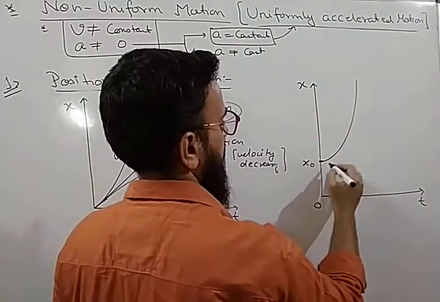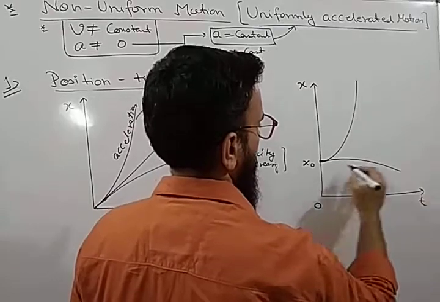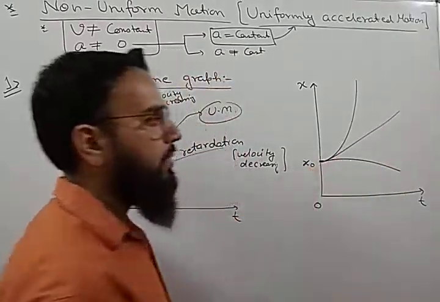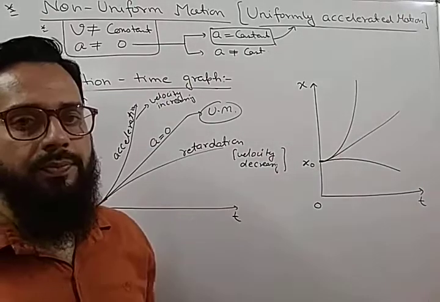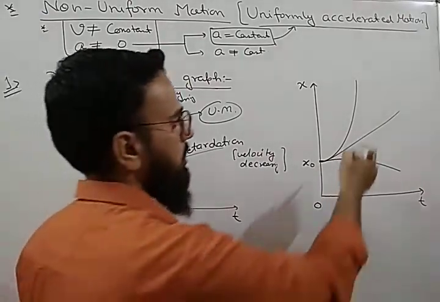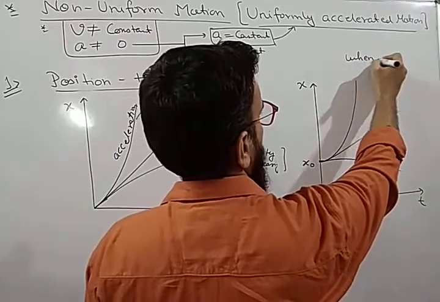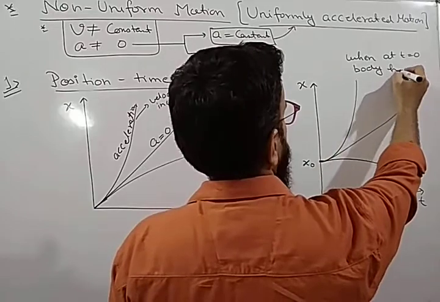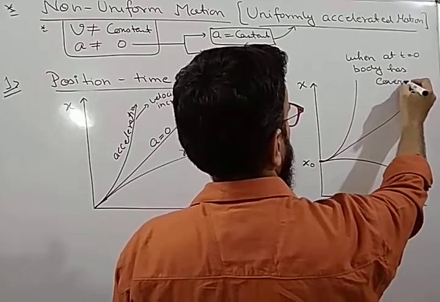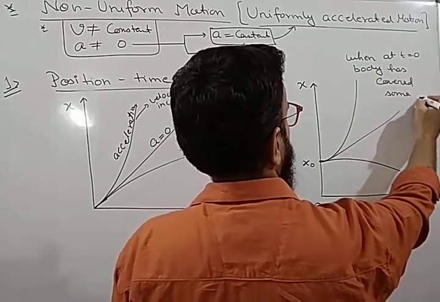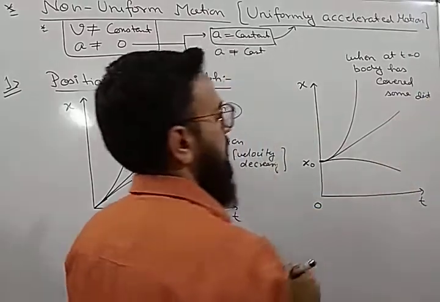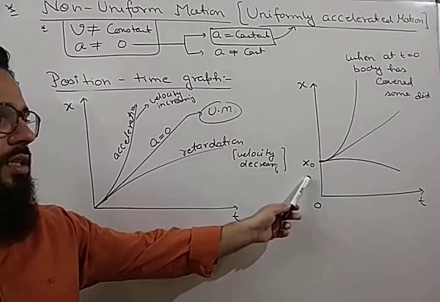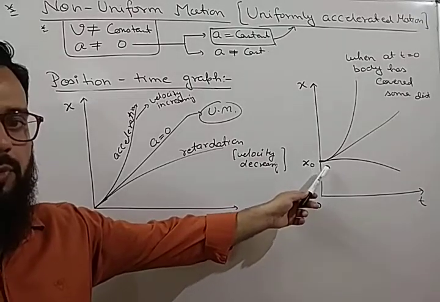This will be for acceleration. Then this will be for retardation, and this will be for uniform motion. Okay, so the graph may look like this also. This is for when at t is equal to 0, the body has covered some distance. So this is the graph for that particular case when at t is equal to 0, the body has covered some distance. So the graph will start from that particular position.